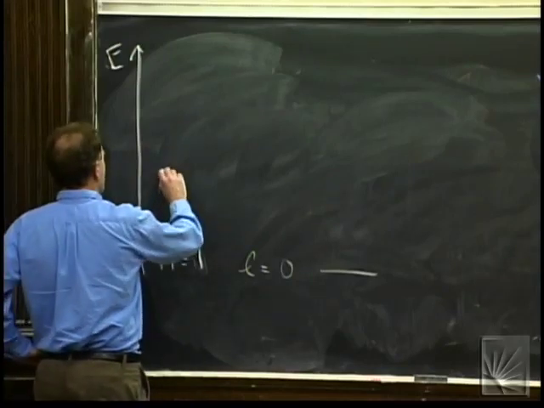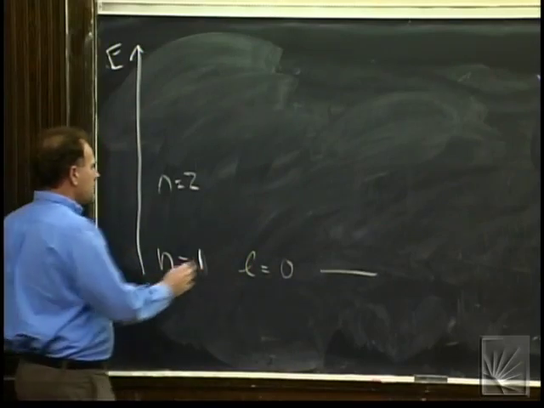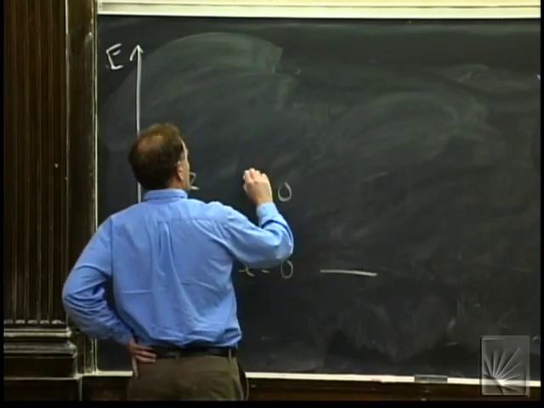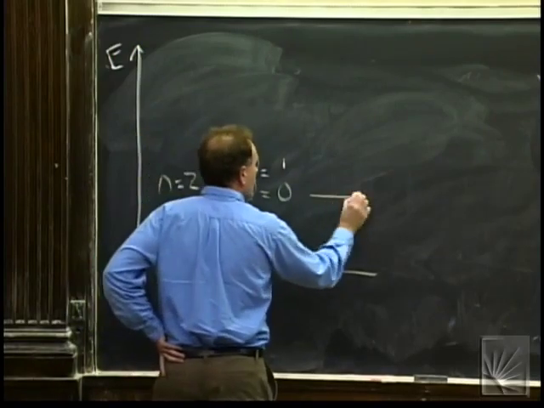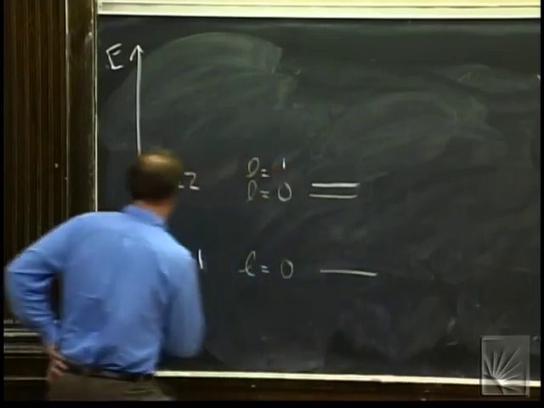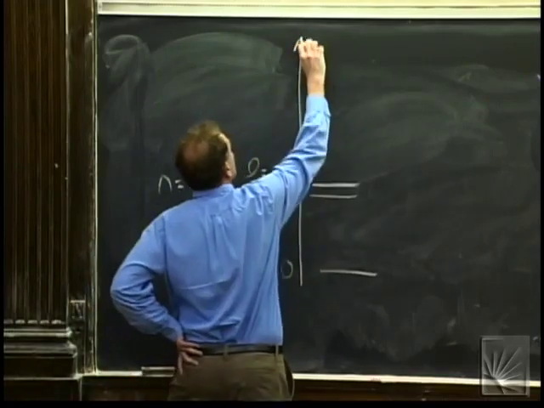Next, I would jump up, and I would have n equals 2. I'm going to have an L equals 0 state and an L equals 1 state. And actually, their energies, really plotting the energy. In fact, let me put my energy axis right next to the figure here. Leave the labels outside of it.